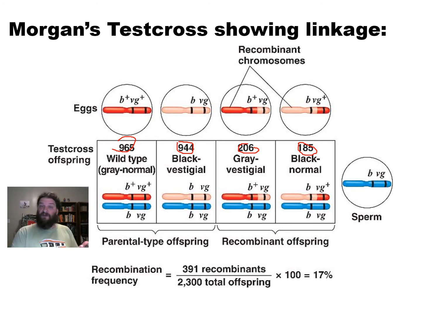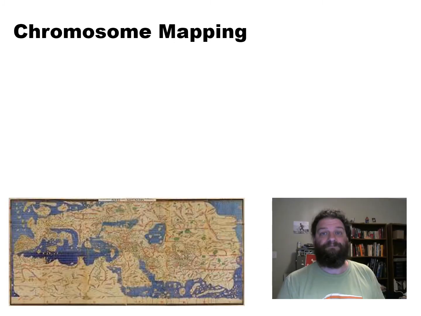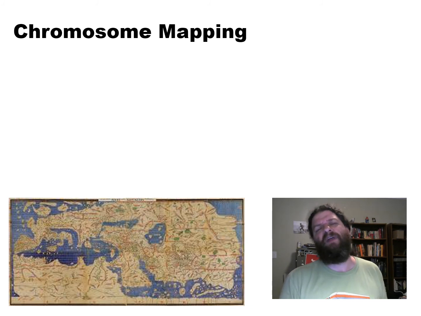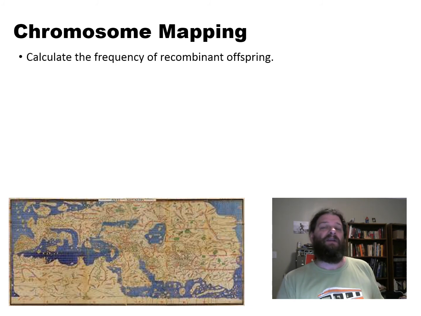And I can actually calculate a percentage of this crossing over. We can call it the recombinant frequency, the amount of crossing over that's taking place. It's really easy to do. All you've got to do is add up the recombinants and divide that by the total number of offspring, multiplied by 100, of course, and that'll give you a percentage. Now, so what? We got this percentage. What am I going to do with this 17%?